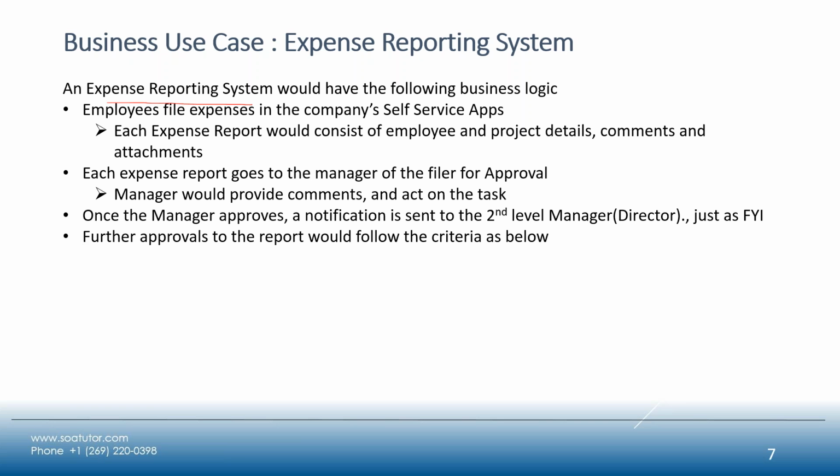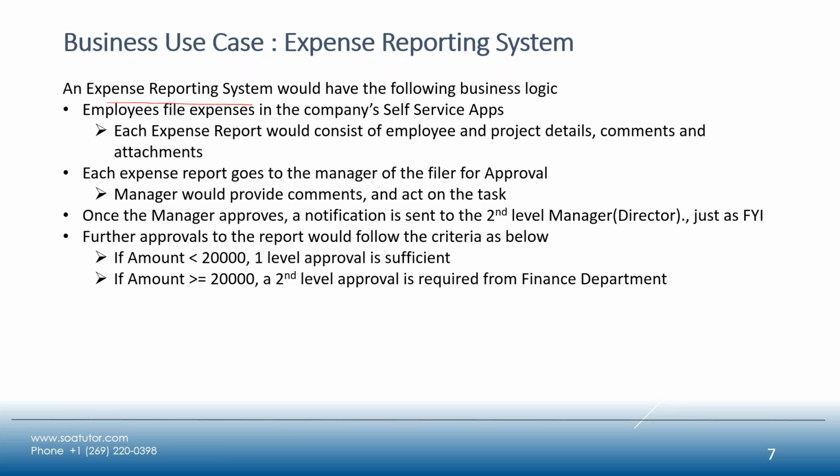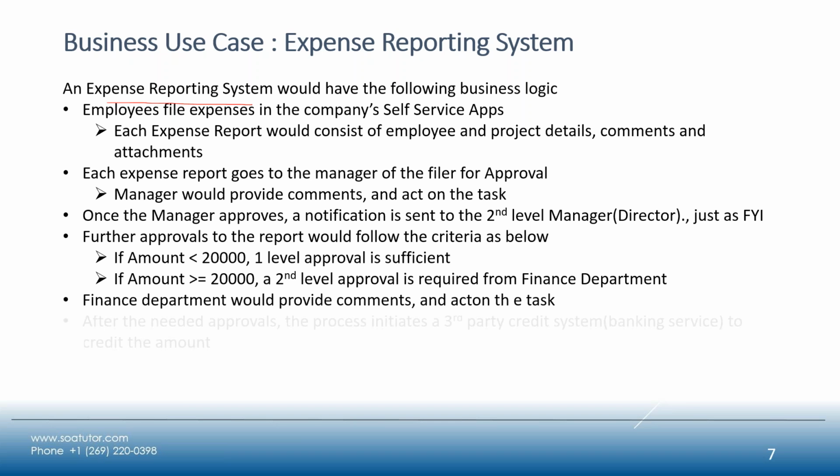Further approvals to the report would follow the criteria as below. So after your manager approves, what should happen? If the amount is less than 20,000, first level approval is sufficient. So if I am filing for 2,000 rupees, my manager's approval is sufficient, and I get the money. If the amount is greater than 20,000, a second level approval is required from the finance department, because the amount is huge. And then the finance department would provide the comments and act on the task.